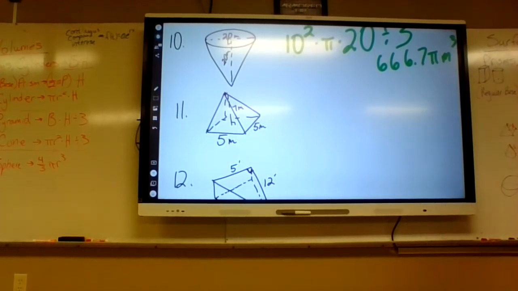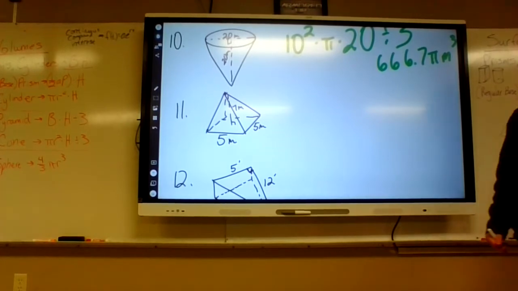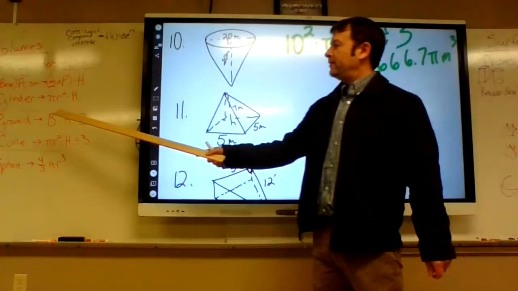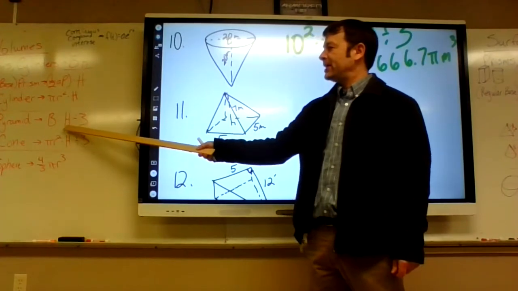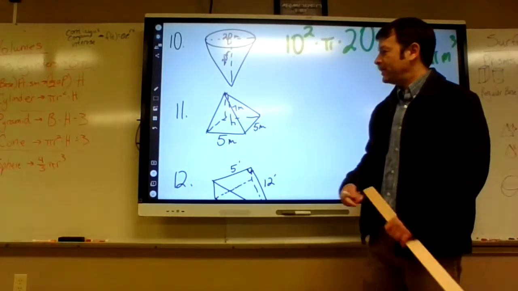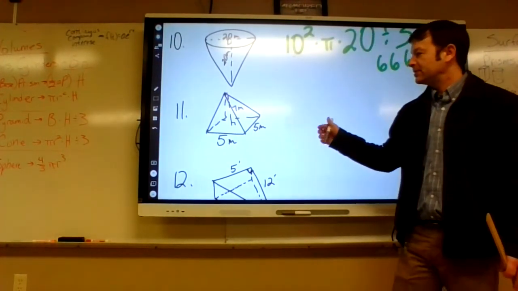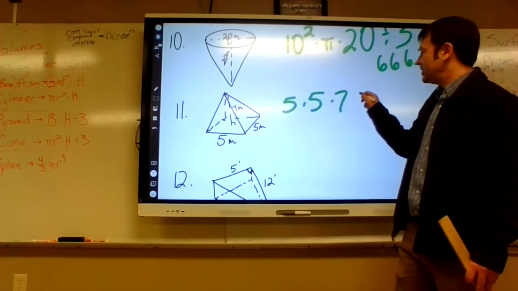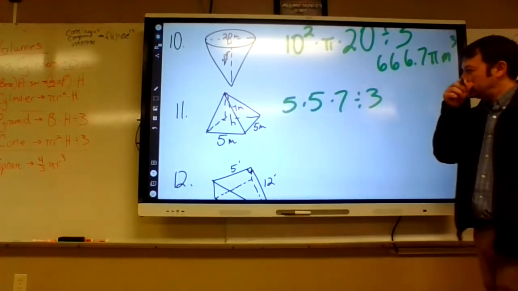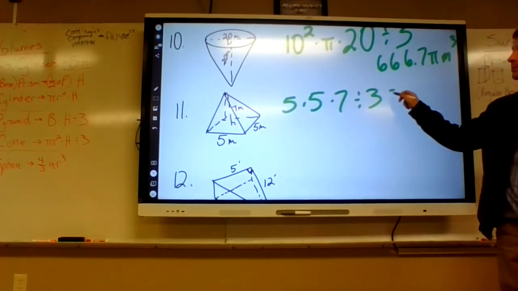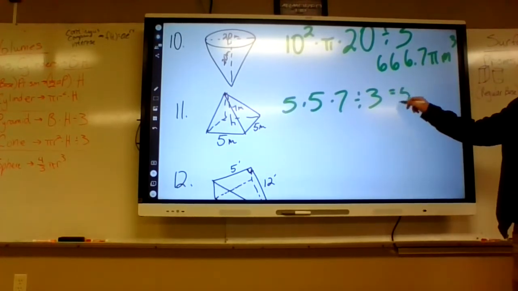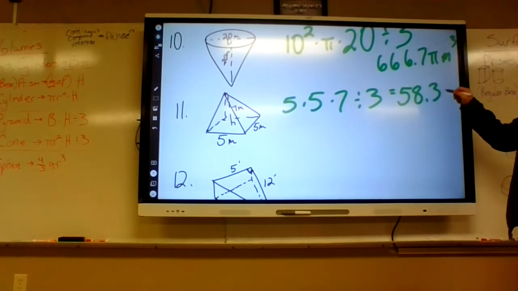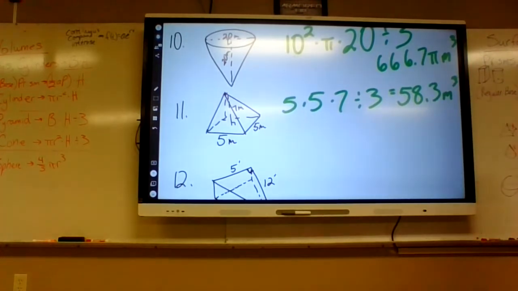Okay, number 11 is a what? Another pyramid. Area of the base times the height, divide by 3. How do I find the area of the base? 5 times 5. Times the height. Divide by 3. 58.3 repeating.